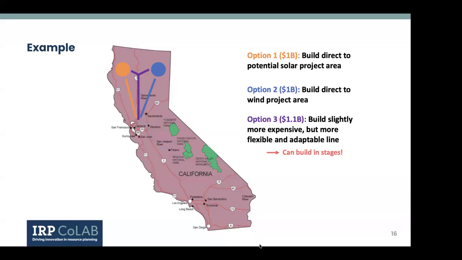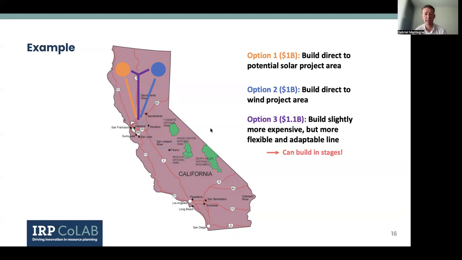So what I have here is an example of why more traditional grid planning processes break down. This is a map of California, and I would ask everyone to consider two hypothetical resource investment sites, or places where resources could be built. Imagine that you are a transmission planner trying to figure out which transmission upgrades to pursue to meet these future resource builds. At the top left, we have a potential solar project area in orange.